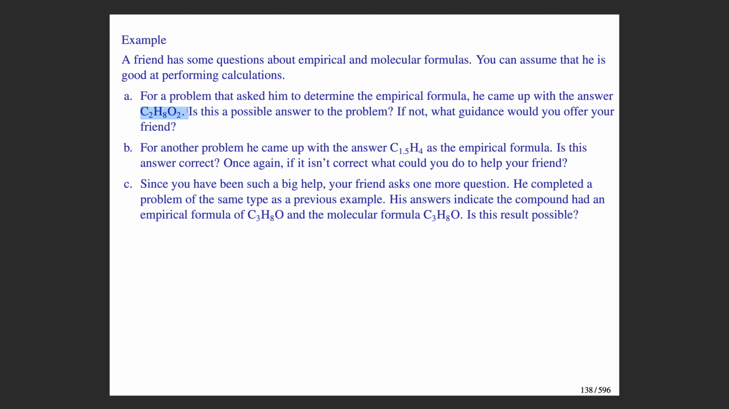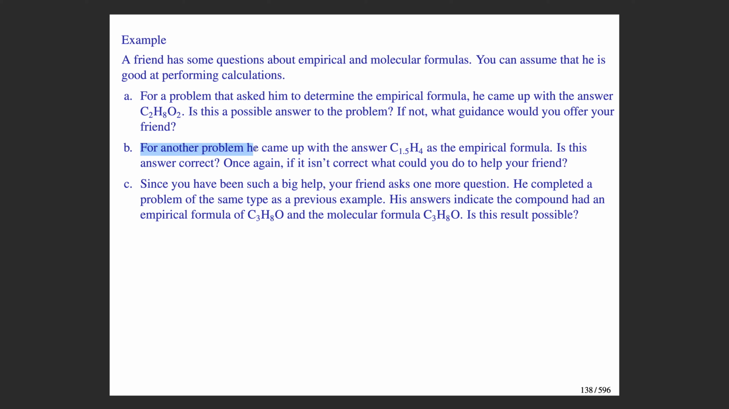And you have to think about what an empirical formula is. The empirical formula is always the lowest whole number ratio of elements within a given compound. And here you can see by the subscripts that he's found C2H8O2 is not the lowest ratio, right? The lowest ratio would be CH4O. And so this isn't possible to be an empirical formula. And so he needs to go back and look at his calculations and make sure that he's got the lowest whole number ratio in the subscripts.